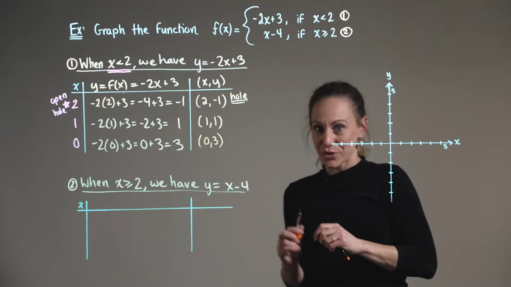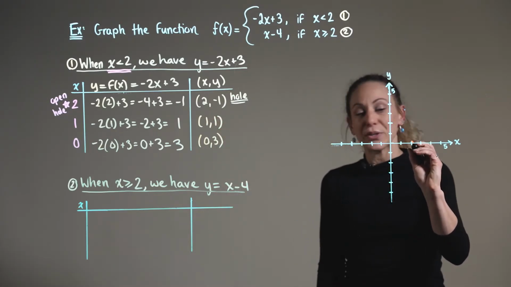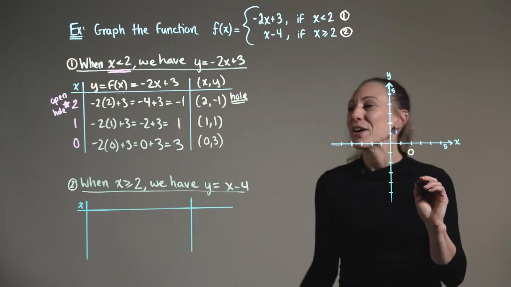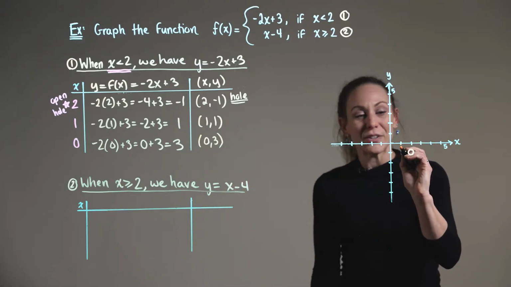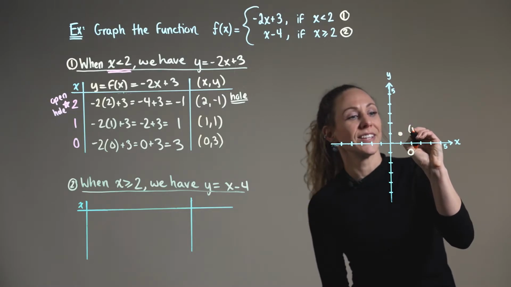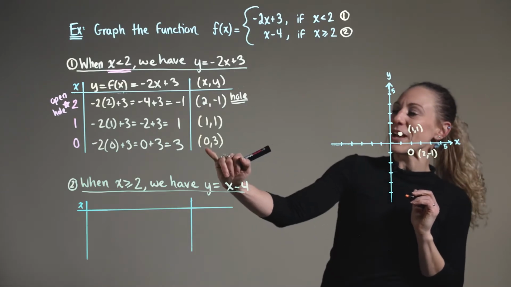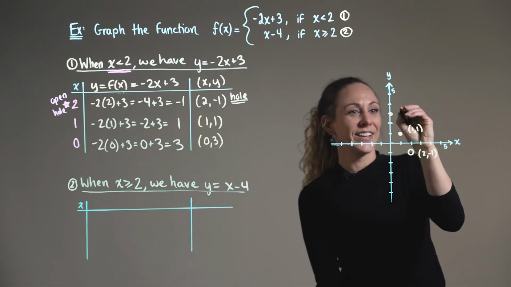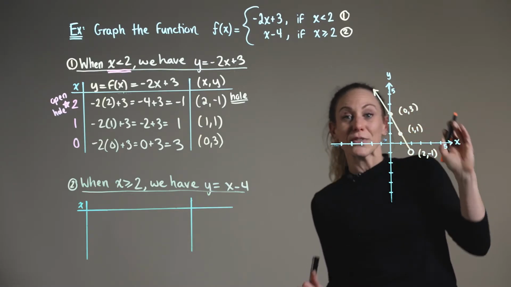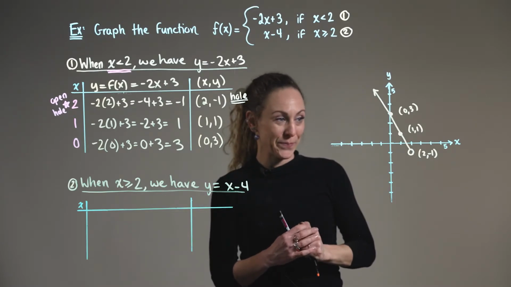So plotting these ordered pairs on our provided coordinate plane, we have the ordered pair positive 2, negative 1. And again, keep in mind there's an open hole at that point. We then have the ordered pair positive 1, 1. We should label our first point as well. And last but not least, we have the ordered pair 0, 3. So as always, connecting these points, we can see the graph of our first equation, y is equal to negative 2x plus 3.